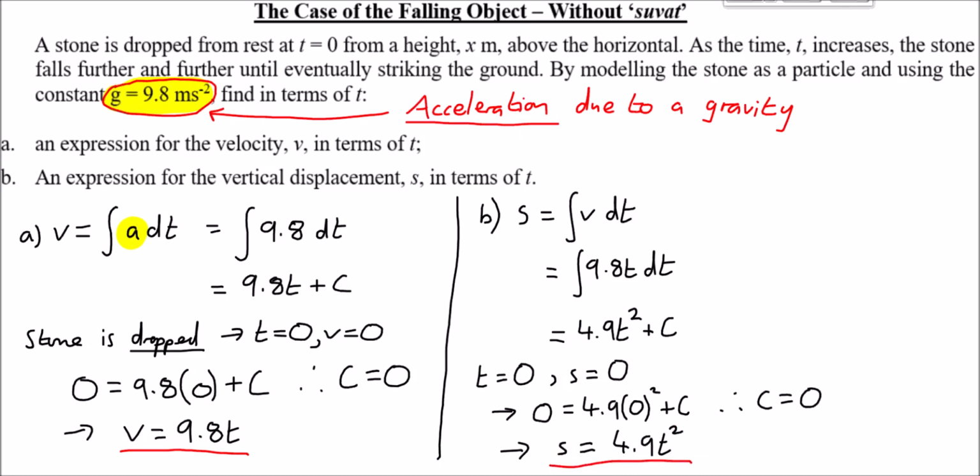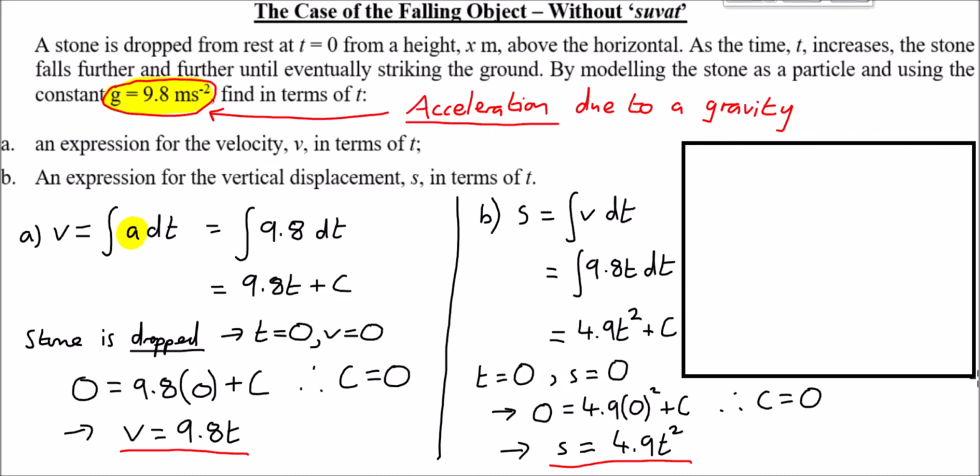Let's just compare this for a moment with SUVAT. We were told not to use SUVAT, but it's now worth showing you that if we did use SUVAT, we would get something which is consistent with these results. So the acceleration of this object falling is g, which is a constant near the Earth's surface of 9.8. So we could have used SUVAT.